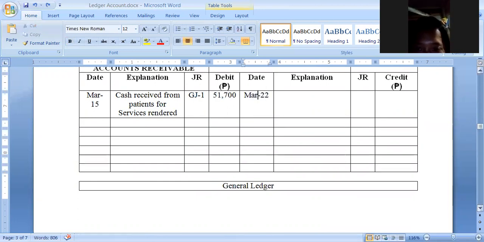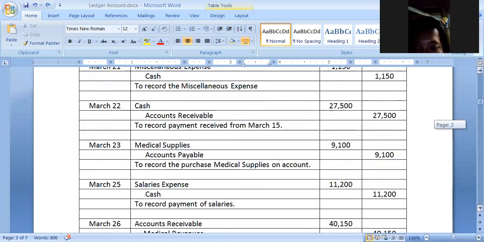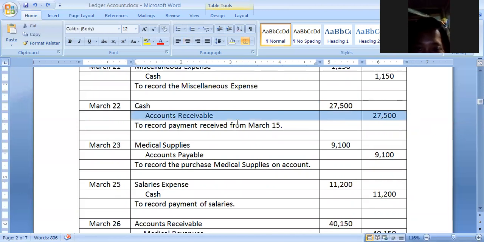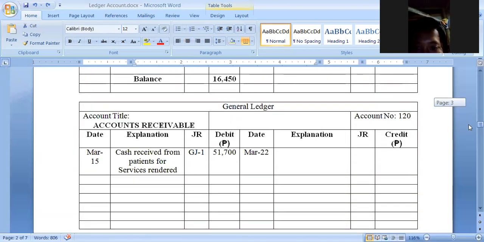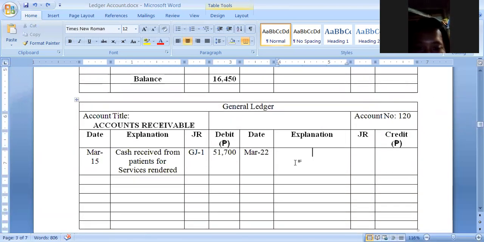March 22. Let's go back to journal entry. Accounts receivable, 27,500. Back to ledger account. Cash received from patient billed on March 15. General journal, page 2. Credit, 27,500.